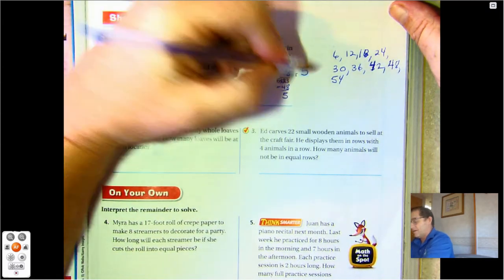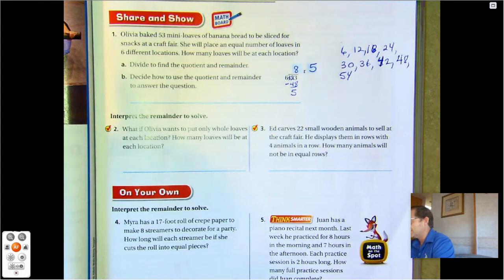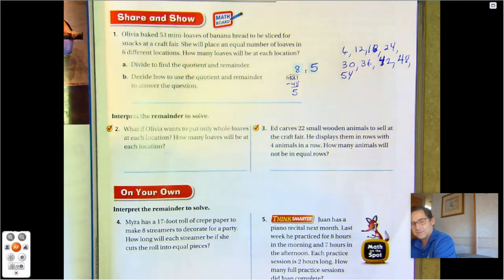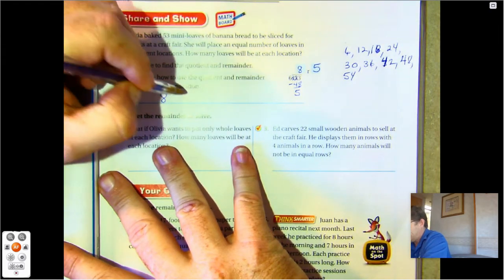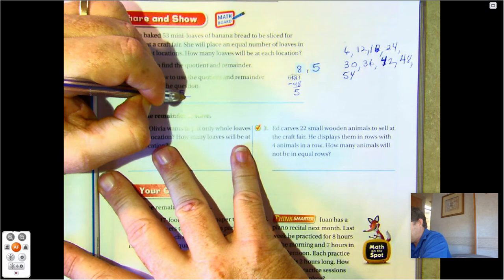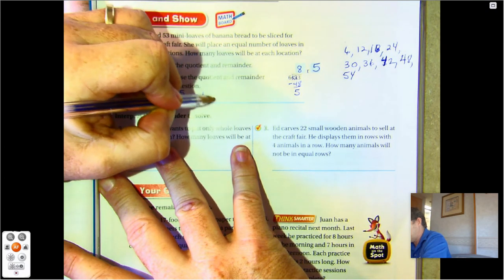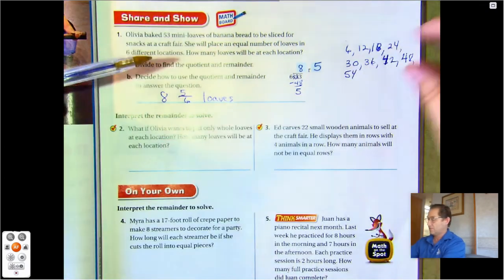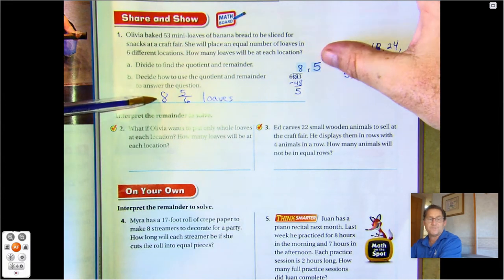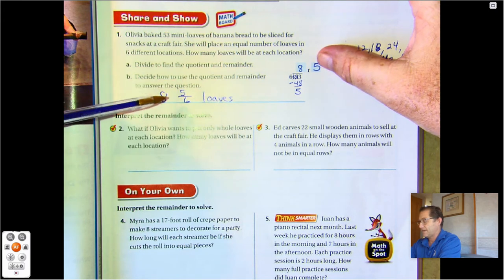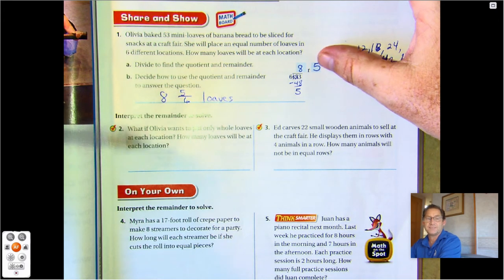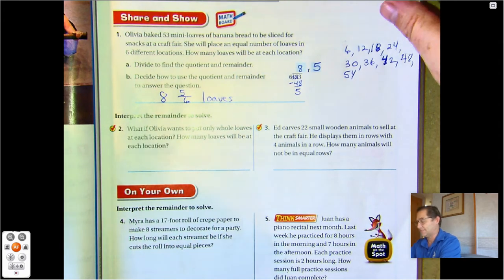All right, so decide how to use the quotient. So she's putting mini loaves, bread, right? Can I split up a bread into slices? I can, right? So I'm going to say 8 and 5/6 loaves. Okay, so 8 was my quotient. I had a remainder of 5. So I'm going to take these 5 extra loaves and split them into 6 equal groups. So 5/6.